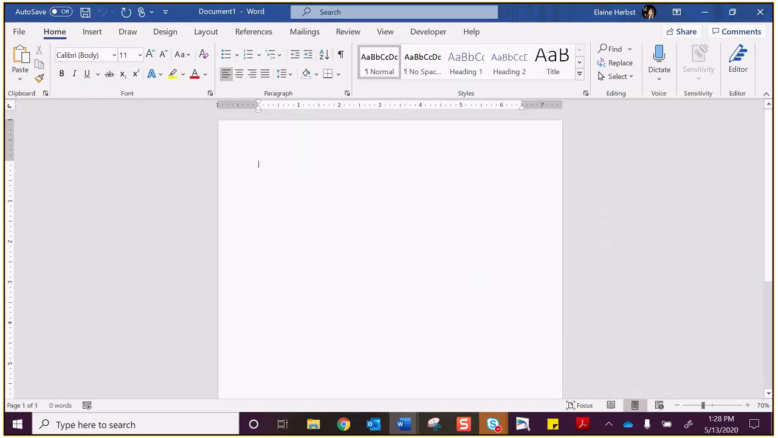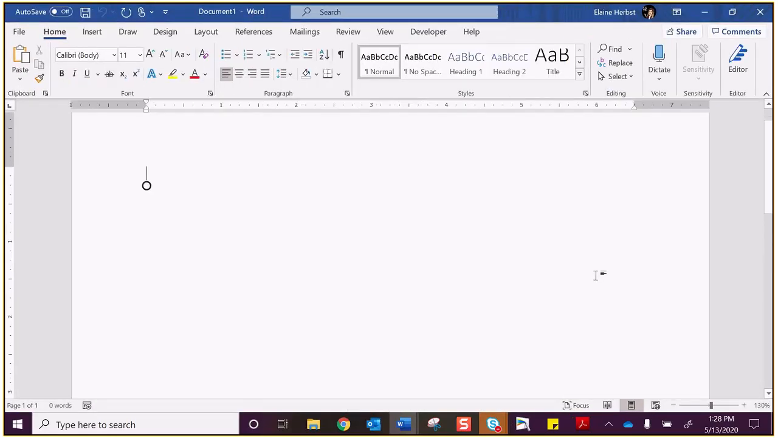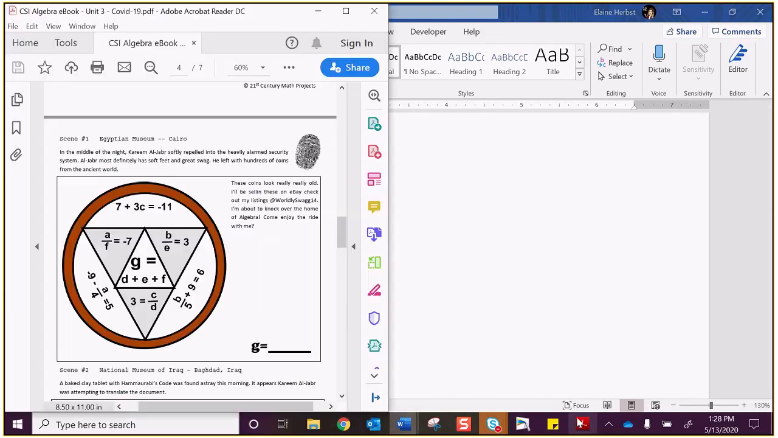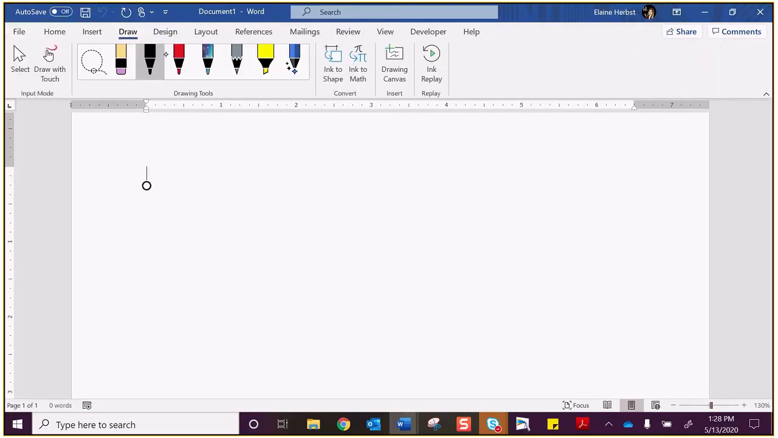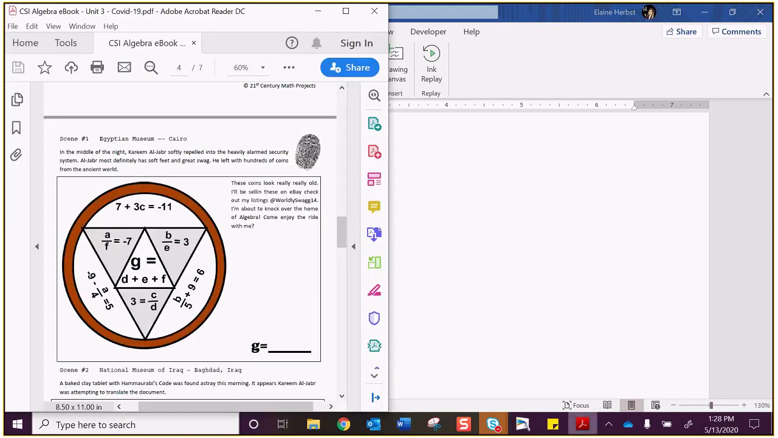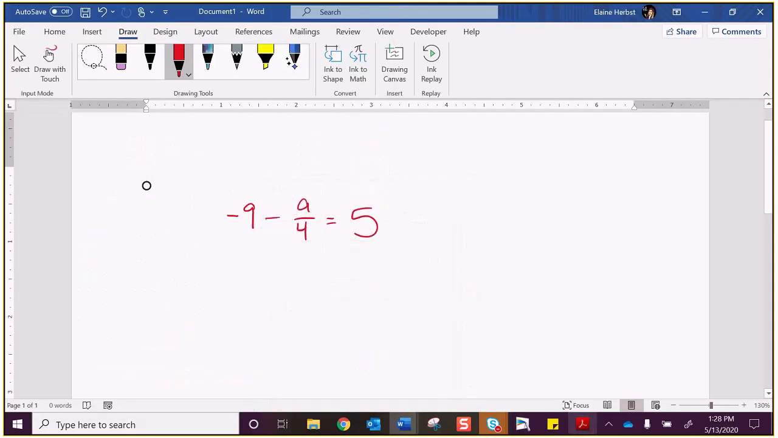Okay, so that first equation, make sure I write it down correctly, that wouldn't be good. -9 minus A over 4 equals 5. Is that right? Yeah. Okay, so how would we solve this equation?